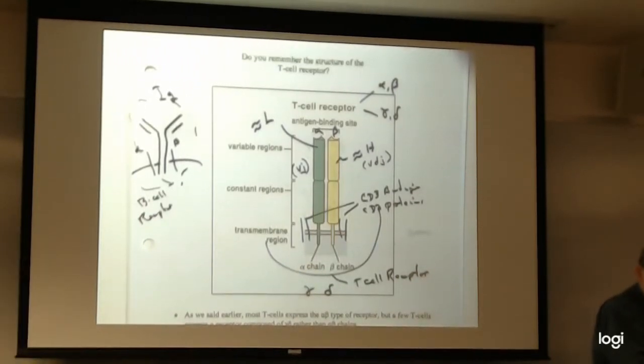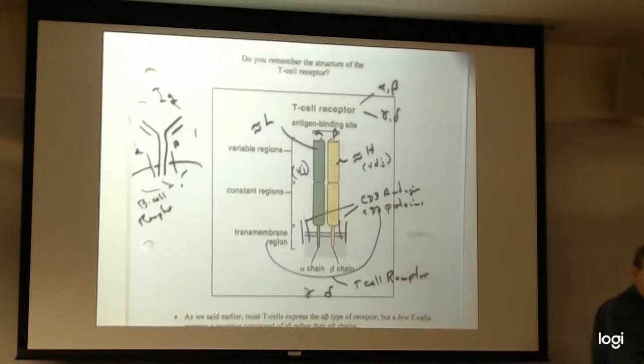Yes? Are those on different chromosomes or same? Yeah, they are. I think they're on different chromosomes. So are heavy and light chain, of course, on B cell.